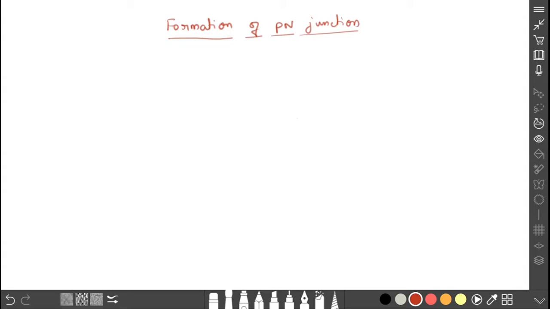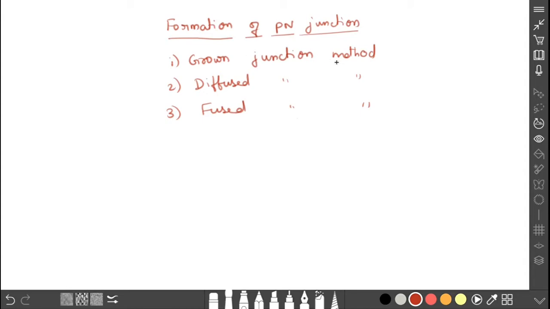We may think that two different materials are combined together to form the junction, but it is not like that. Actually, we have three different methods of forming the PN junction: the grown junction method, the diffused junction method, and the third one, the fused junction method. These are the methods to form a PN junction, but I am not going to explain them now. This is not our main topic.